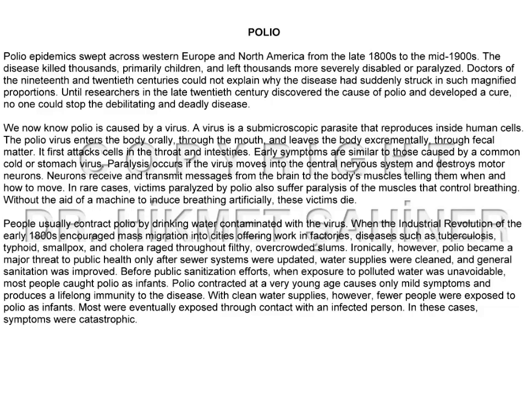When the Industrial Revolution of the early 1800s encouraged mass migration into cities offering work in factories, diseases such as tuberculosis, typhoid, smallpox, and cholera raged throughout filthy, overcrowded slums. Ironically, however, polio became a major threat to public health only after sewer systems were updated, water supplies were cleaned, and general sanitation was improved.